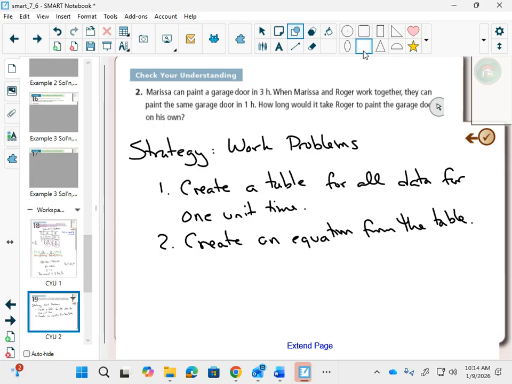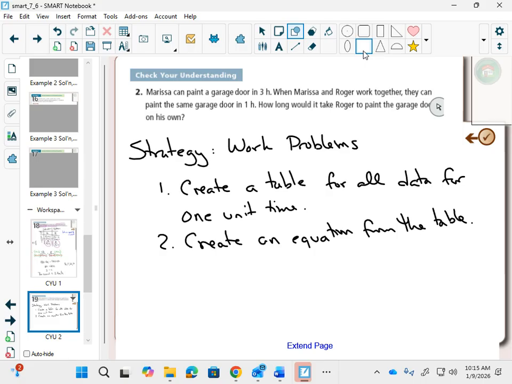So we have: Marissa can paint a garage door in 3 hours. And when Marissa and Roger work together, they can paint a garage door in 1 hour. But the next day Marissa is sick. How long would it take Roger to paint a garage door on his own?